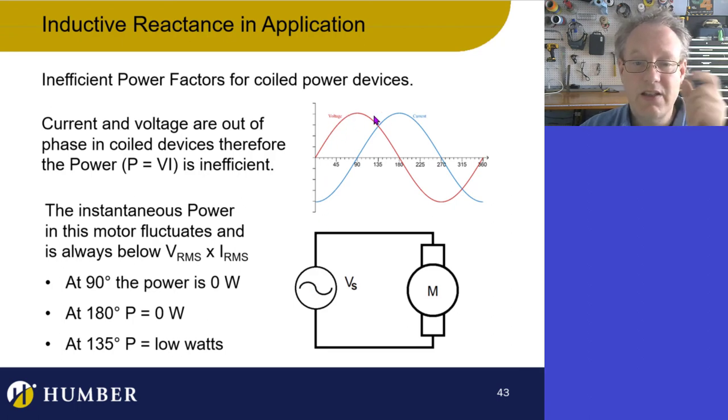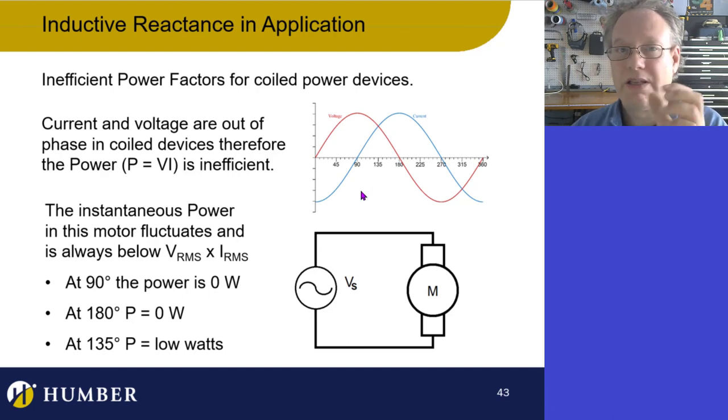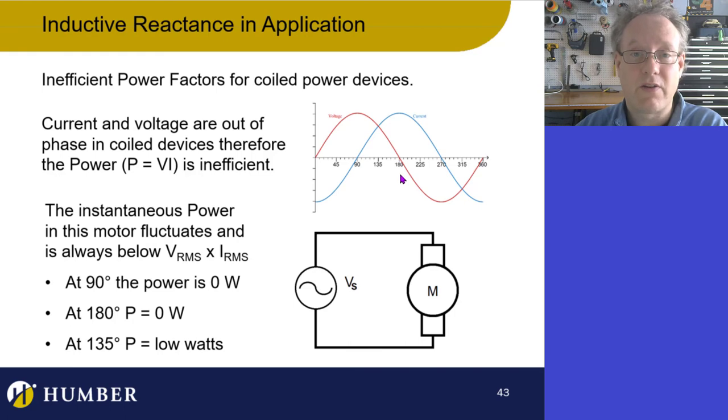And as we can see, the voltage and the current are out of phase from each other. Now, they're not always 90 degrees out of phase. We won't get into that right now. But essentially, however you look at it, they're out of phase. So in this situation, if we want to calculate power, which is just current times voltage, there's a problem. They're not in phase. So when I multiply the values of each, it creates a problem.